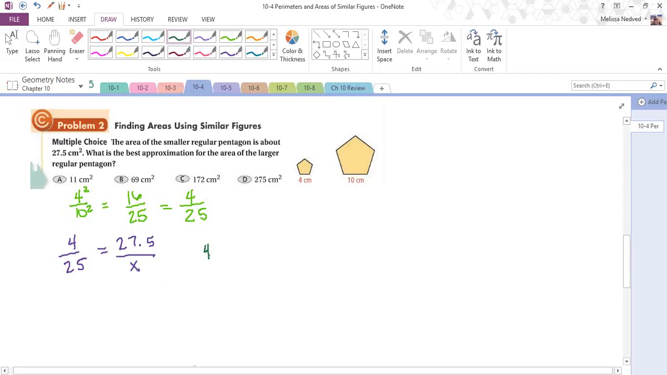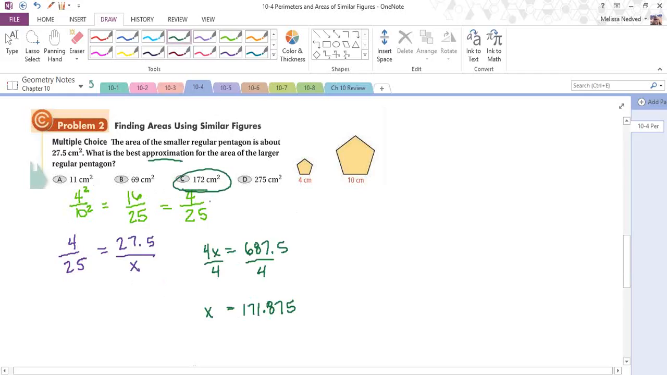So 4 times x is 4x, 25 times 27.5 is 687.5. Divide both sides by 4 to isolate that x. And x is equal to 171.875. So if we're looking for the best approximation, and we do have a multiple choice going on here, the area of the larger pentagon is about 172 square centimeters.